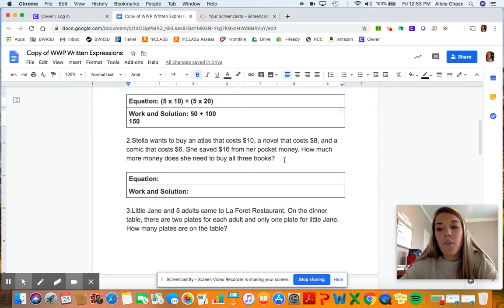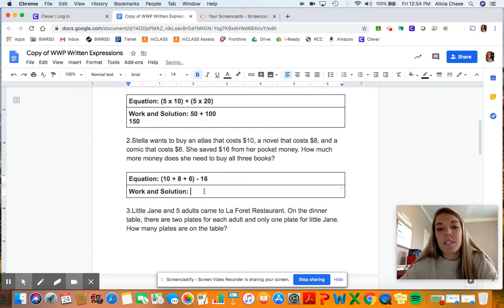So what I need to do first is add the total of money that she wants to buy, okay? So I'm going to put that in parentheses because my adding is going to come first. So I'm going to have 10 plus 8 plus 6. Okay, that's what I'm adding all together. Then I'm going to take away, so minus what she's already saved, 16. Okay, because she won't need that money since she already saved it. Now I'm ready to solve.